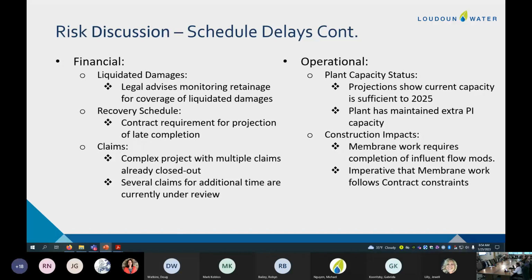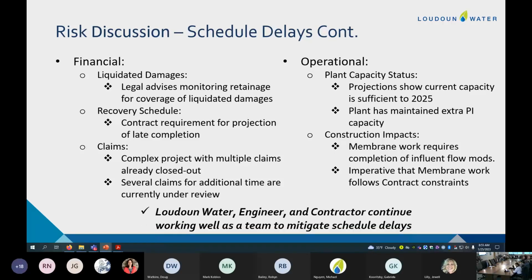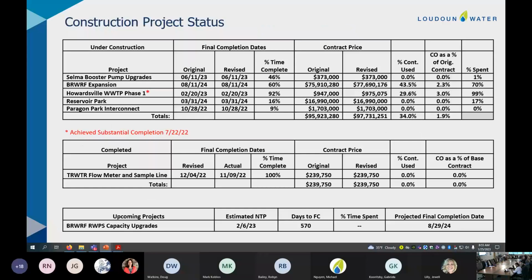Okay, so the closing point I want to make with this slide is that we continue to have a good working relationship with the contractor, and we will continue to work with the contractor to resolve the time issues that we have on the table. And then here's my summary information.